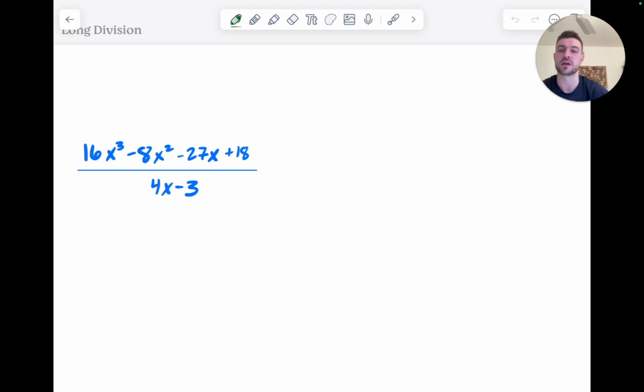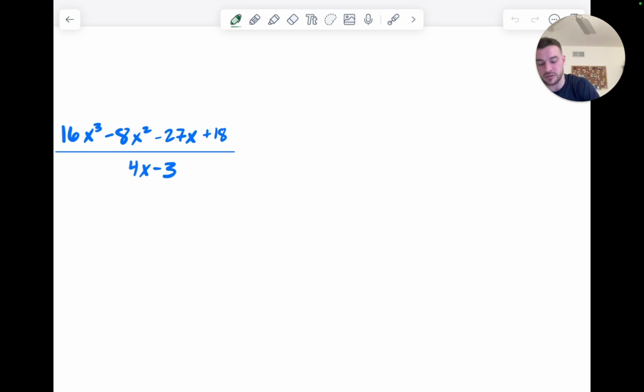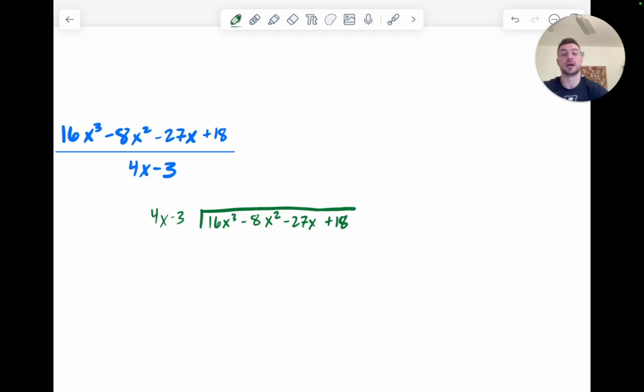Okay, so we are going to divide 16x^3 - 8x^2 - 27x + 18 by 4x - 3. So I'm going to set up my long division here. And now we're going to jump right in.